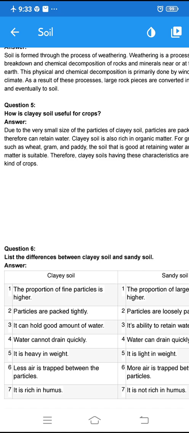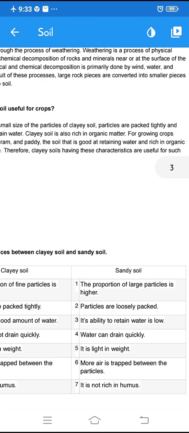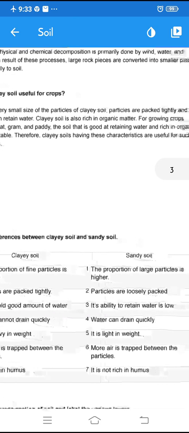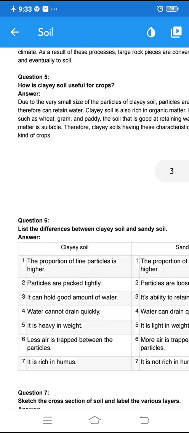So you already studied that clay soil contains very small sized particles. Am I right or not? Yes. Due to the very small size of the particles of clay soil, the particles are packed tightly, and therefore they can retain more amount of water. So once again, due to the small size of the particles of the clay soil, the particles are tightly packed and they can hold more amount of water.